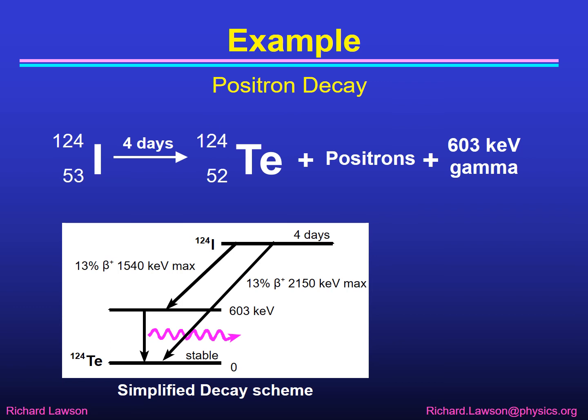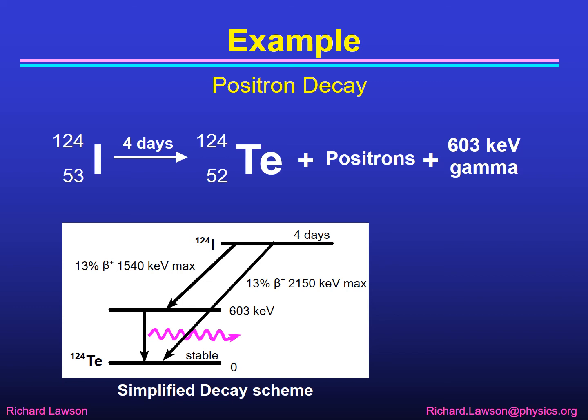tellurium-124. Because once again we started with 53 protons, we turned a proton into a neutron, so we end up with 52 protons, and that is tellurium. The positive charge is balanced by emitting this positive electron, a positron, and the excess energy comes off as the gamma ray, which has 603 keV of energy.